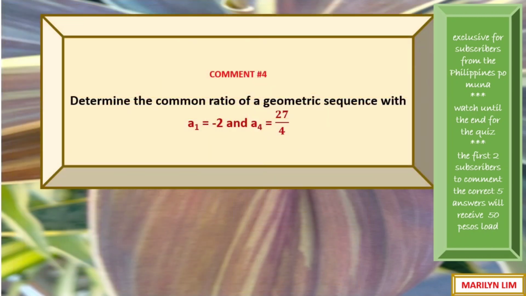Okay, so for our question number 4, what do we do? Use the lesson just a while ago to determine the ratio of a geometric sequence with the first term negative 2 and the fourth term 27 over 4. So good luck, guys!